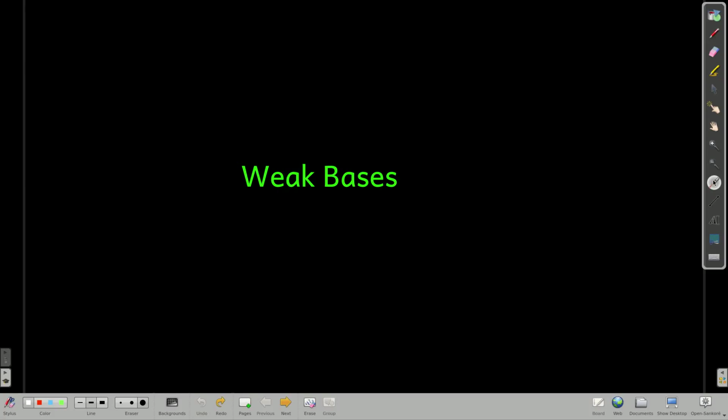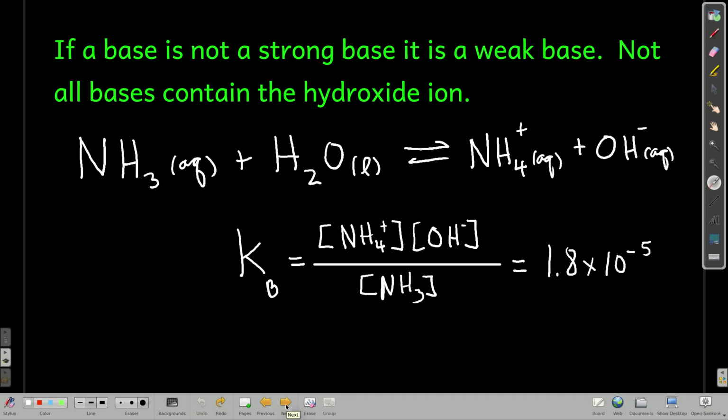In this module, we're going to talk about weak bases and some fun things we can do with them. If a base is not a strong base, and I gave you a list of the 8 common strong bases anyway, if it's not a strong base, it's a weak base.